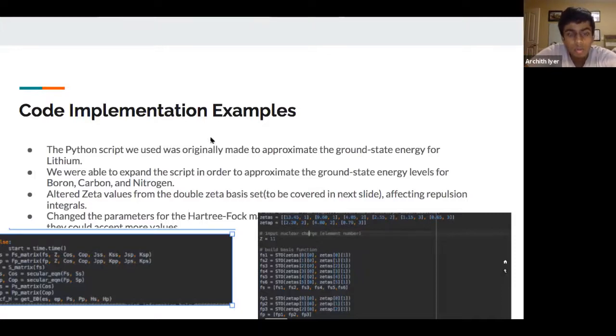The Python script we used was originally made to approximate the ground state for lithium, but we were able to expand it in order to approximate the ground state energy for boron, carbon, and nitrogen. Essentially what we did was we altered zeta values from the double zeta basis set. That was the main part of our process, but I will cover this in a future slide. For now, mainly look at the second code sample.